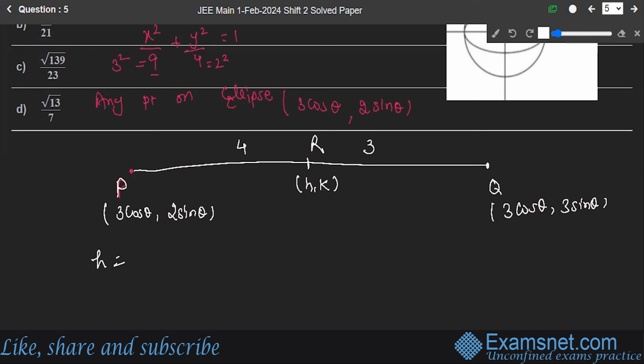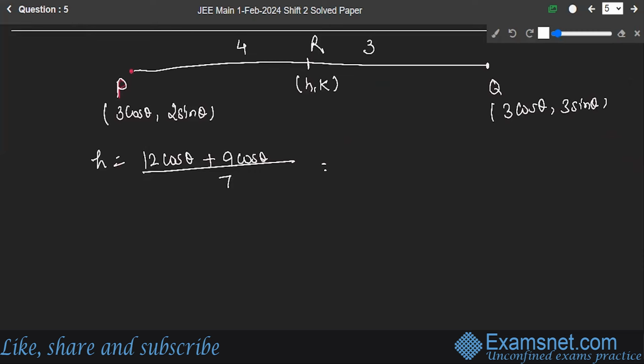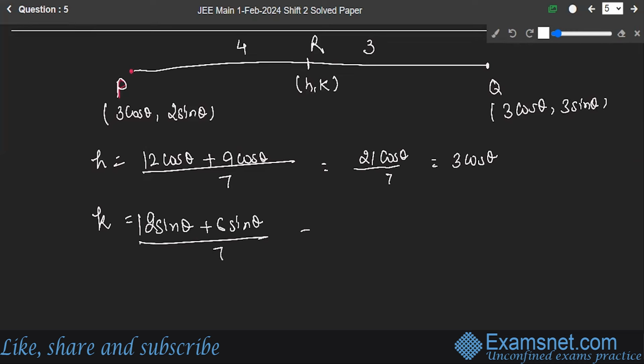Applying the section formula, H is equal to 4 into this, 12 cos theta plus 9 cos theta upon 7. This gives you 21 cos theta upon 7, which is equal to 3 cos theta. Similarly, K will be given by 12 sine theta plus 6 sine theta upon 4 plus 3, that is 7. So this is 18 by 7 sine theta.